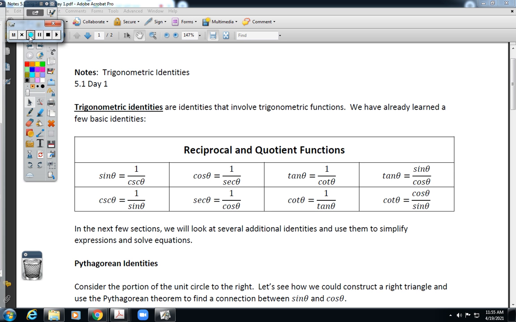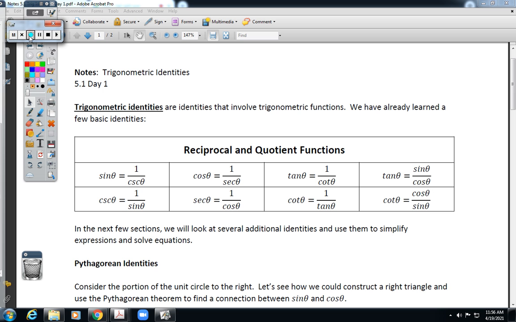So, Chapter 5, Section 1 deals with trig identities. Some of these are ones that we should already be familiar with, and some of them are going to be new. By the end of this chapter, we will have established around one to two dozen trig identities, relationships between our six trig functions that are true for every angle. That's why they're called identities.